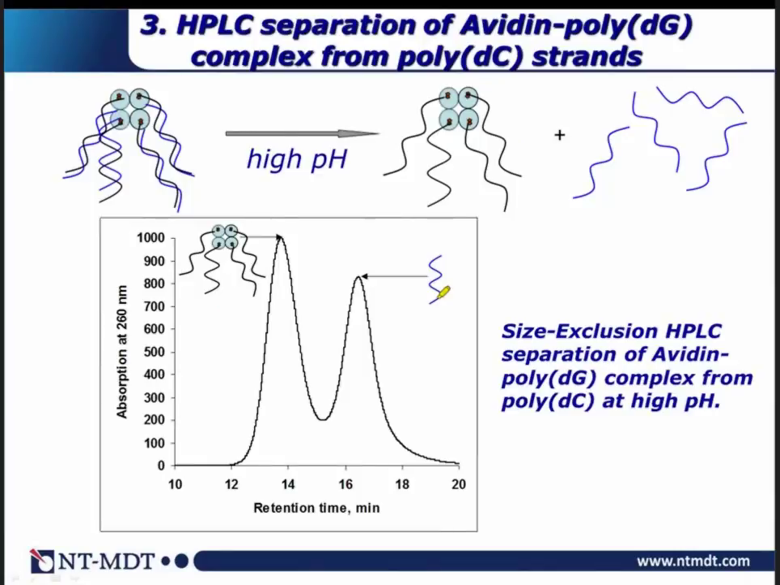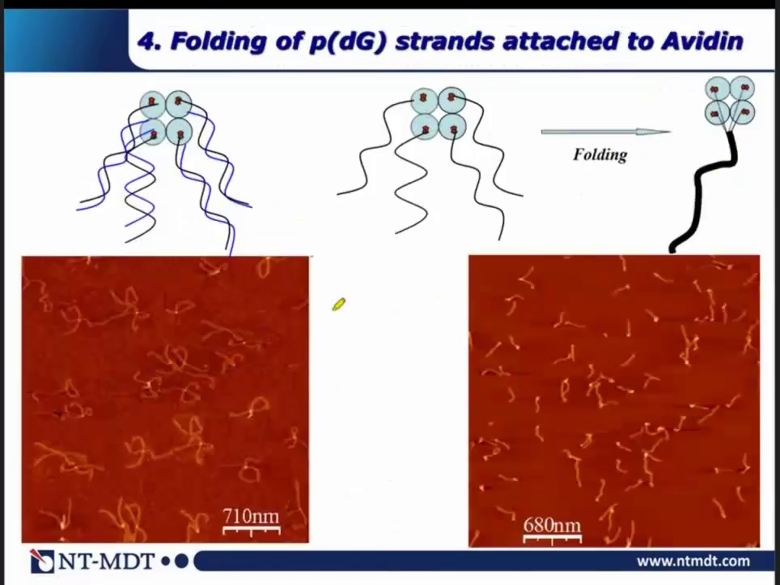The separation is based on length or on mass. So it's size exclusion. The size of this complex is much larger compared to the size of the single strand, and it comes out of the column faster. This is a size exclusion HPLC. We were able to completely separate this complex from C strands, and then we just reduce pH. We bring the solution back to pH 7, and these 4 strands fold.